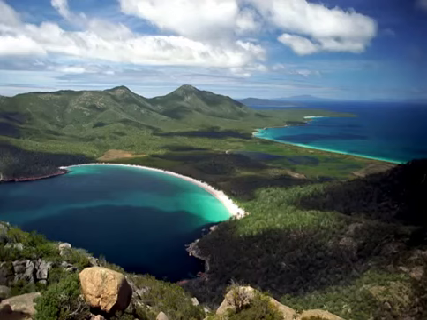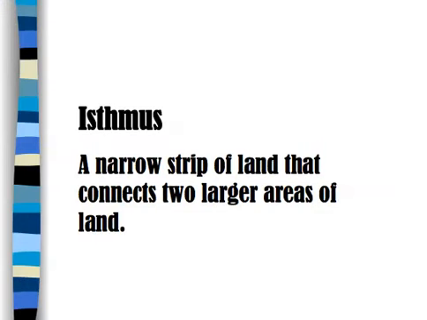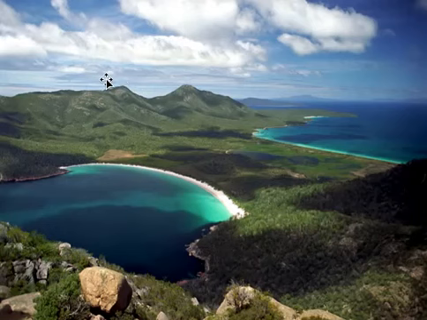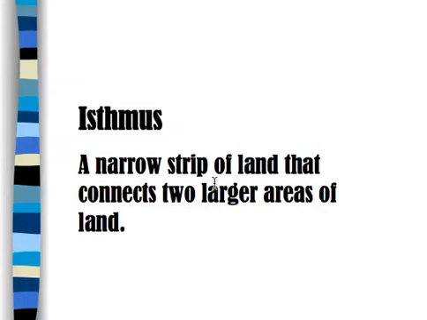Up next is one of my favorites. At least the word is. Do you know what it is? This is what's known as an isthmus. Now, an isthmus is a narrow strip of land that connects two larger areas of land. So here's land right here and land over here. And there's the isthmus. Now, this narrow strip of land connects the two larger pieces of land. It's kind of like a land bridge, so to speak.